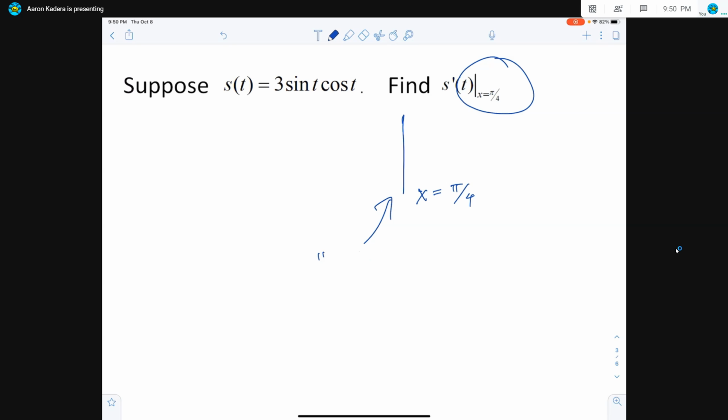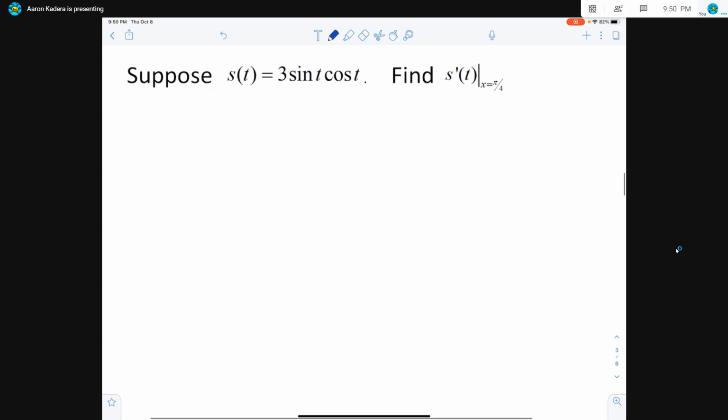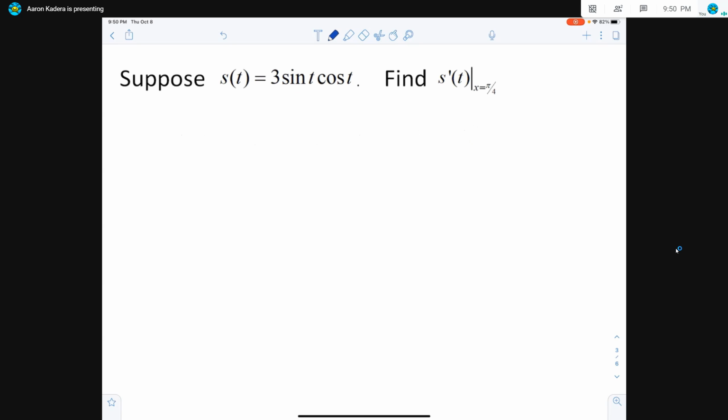Let's see if I can undo all of these. There we go. All right. So our first job is to take a derivative. And then once we have that derivative, we're going to evaluate it at pi over 4. So you'll notice this is a product. It's worth taking a shot.